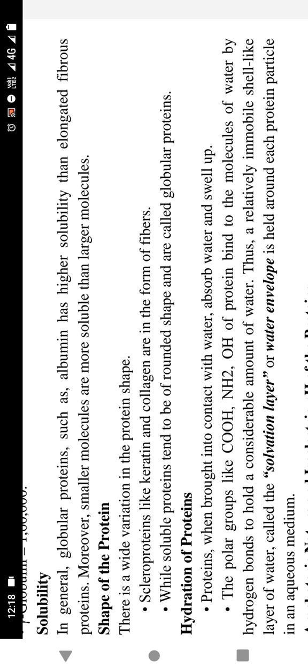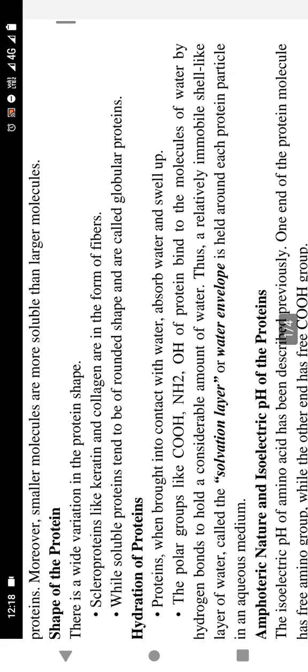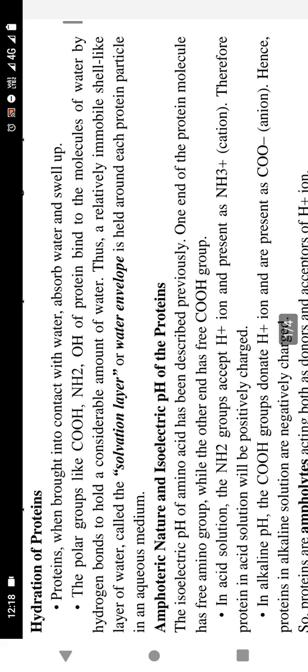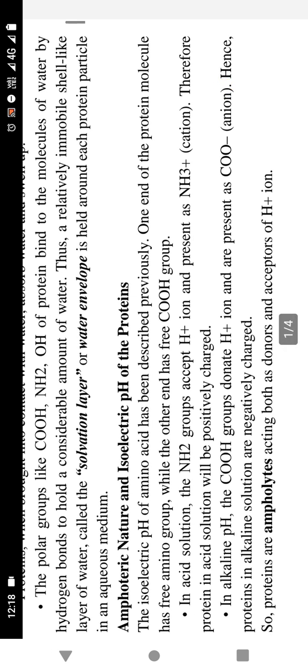So that outer water layer is called the solvation layer or water envelope, which is held around each protein particle in an aqueous medium. Next property: the amphoteric nature and the isoelectric pH of the protein. This character we already saw in the properties of amino acids.